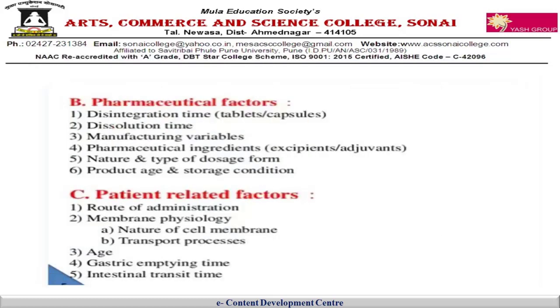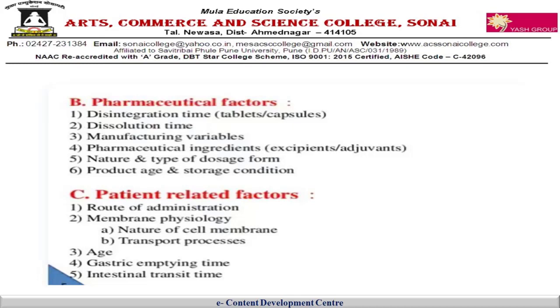Next, B, pharmaceutical factors. First, disintegration time. Second, dissolution time. Third, manufacturing variables. Fourth, pharmaceutical ingredients. Fifth, nature and type of dosage form. Sixth, product age and storage conditions.